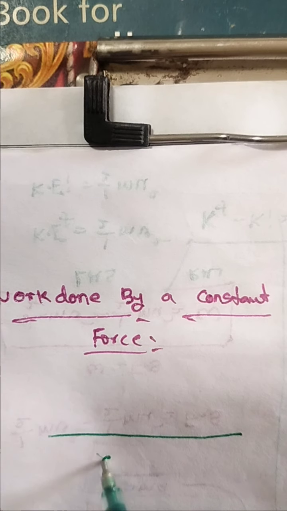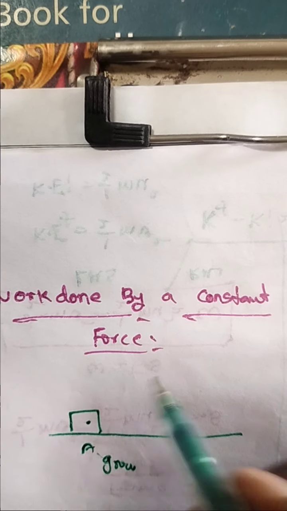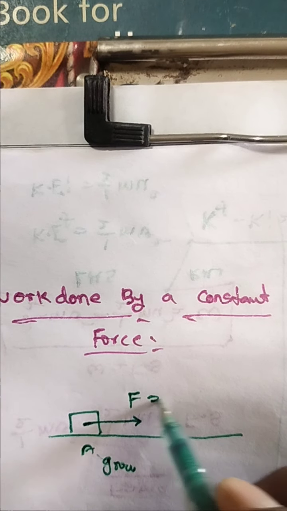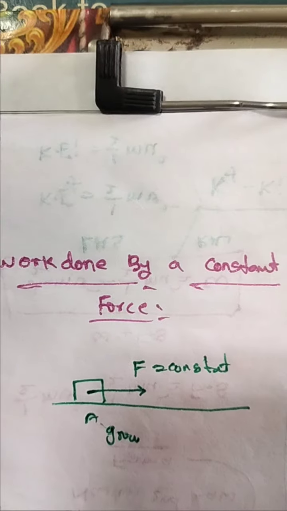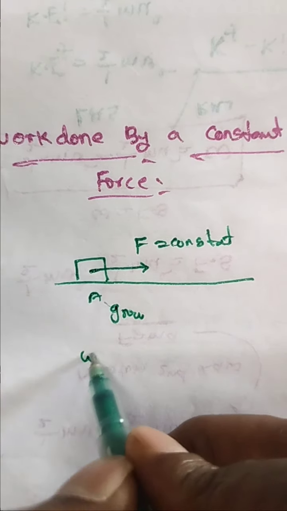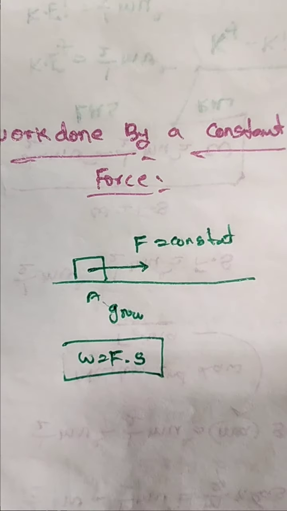Next, work done by a constant force. Here, very simple. Let us take this as one ground. Here one object is at position A. The force is acting along the positive x direction, and the force is constant. When the force is constant, how much work is done? W is equal to F into S.